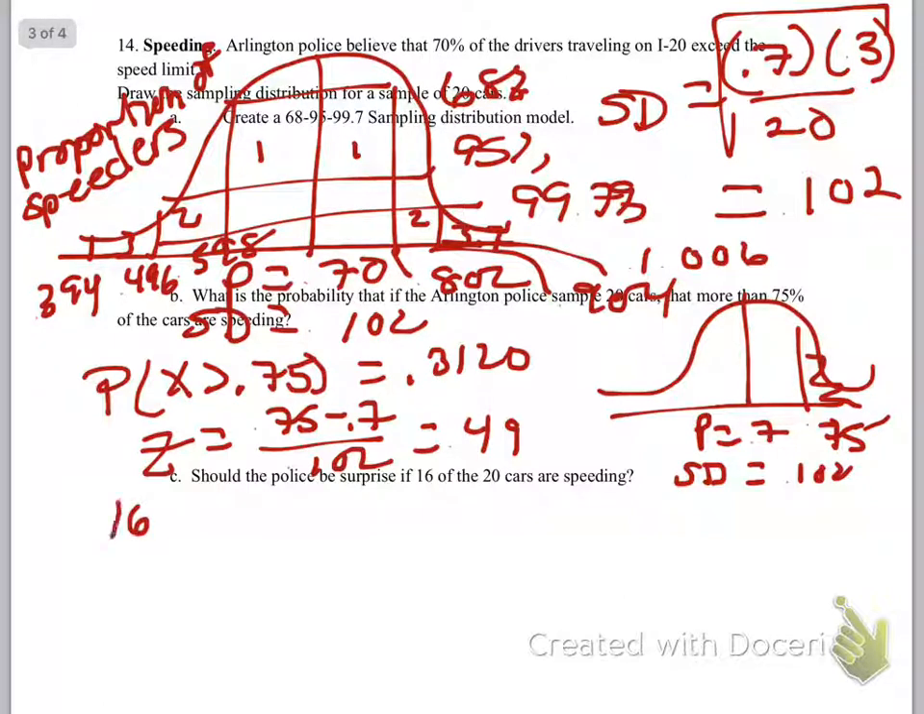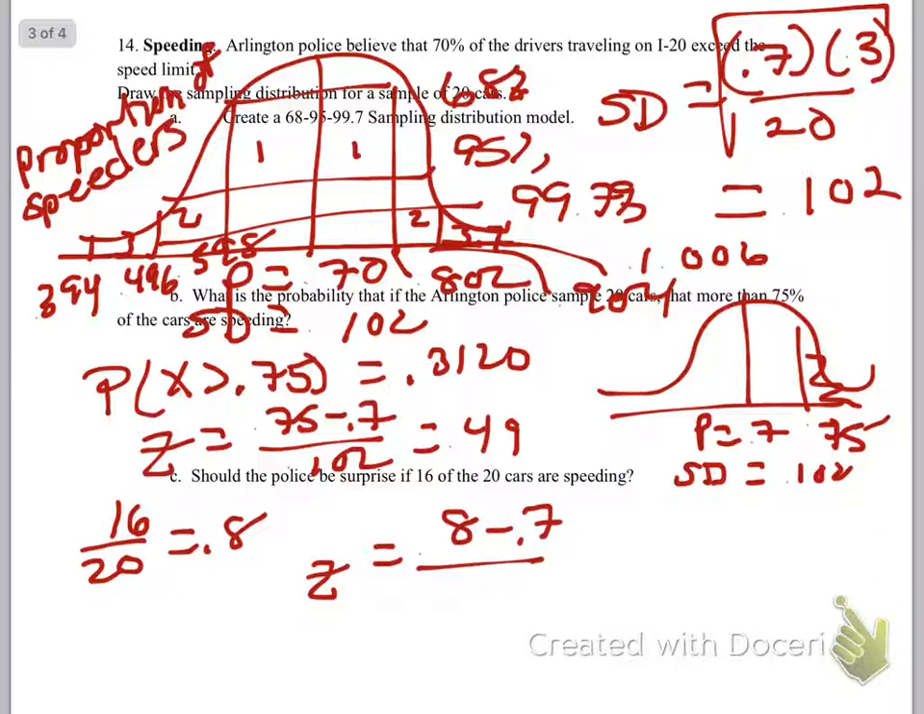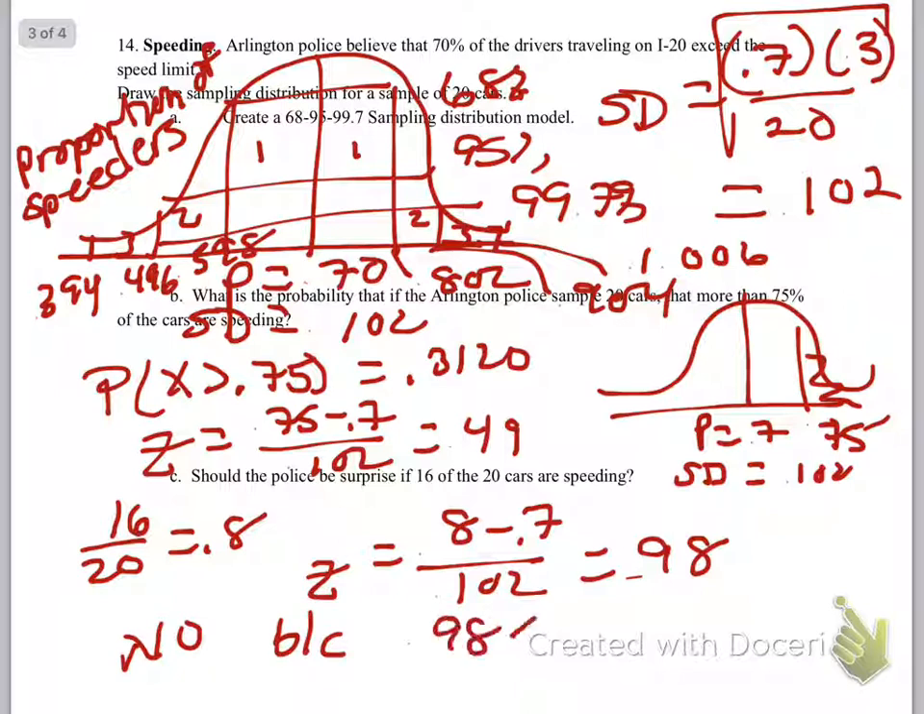So 16 divided by 20 is equal to 0.8. So Z is equal to 0.8 minus 0.7 divided by 0.102. And it gives me 0.98. And so the answer is no. And it's because 0.98 is less than 2 standard deviations from the mean. Okay? Hopefully that makes sense.